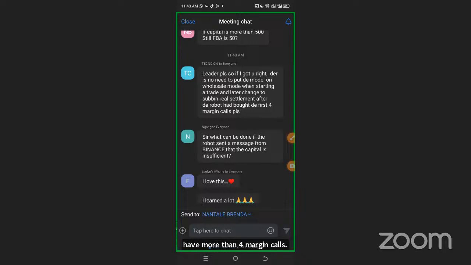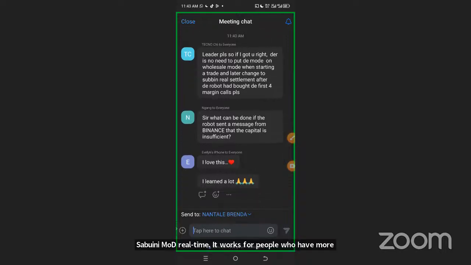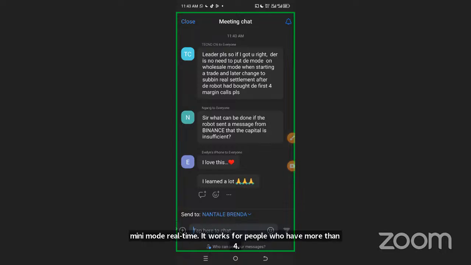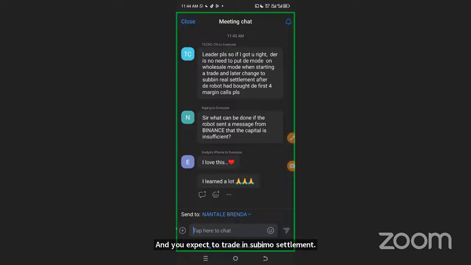Sub-bin mode real-time settlement works for people who have more than 4 margin calls. Don't open 4 margin calls and expect to trade in sub-bin mode real-time settlement. Done and dusted.